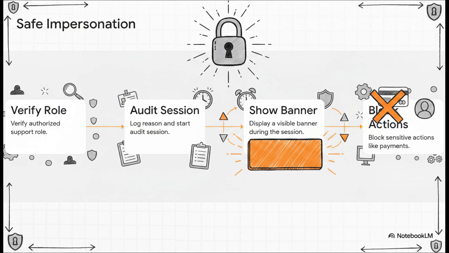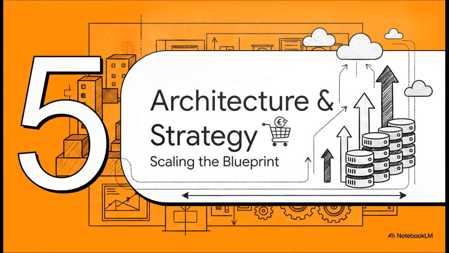Another workflow that is super risky is user impersonation. This is when an admin logs in and sees the app exactly as the end user sees it, which is usually great for diagnosing a weird UI bug. But this requires extremely strict steps to pull off safely. First, you have to verify the admin's role. Then, force them to log a specific reason for the impersonation and start a dedicated audit session. You also need to plaster a massive, highly visible banner across the top of their screen so they don't forget they're currently impersonating someone else. And most importantly, you have to hard block sensitive actions. A support agent impersonating a user should absolutely never, ever be able to change that user's password or make a payment on their behalf.